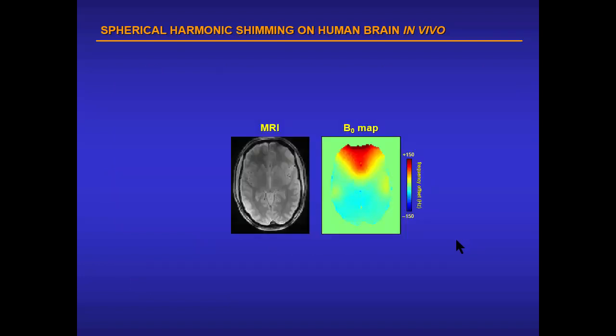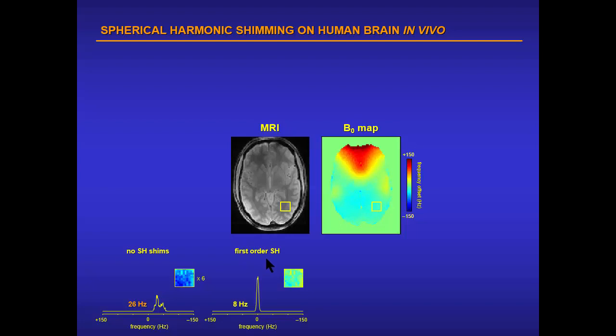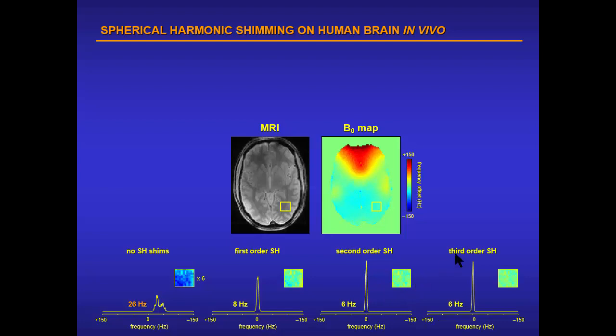How about spectroscopy, single voxel spectroscopy? Let's say we look at this volume over here. If we don't do any shimming and acquire our water, it looks, well, not great, because you still have some inhomogeneity. But if you remove the first order spherical harmonics, you can see that the line already narrows quite nicely. If you then remove the second order as well, it narrows even further. And removing the third order doesn't do anything anymore, because at this position in the brain, second order spherical harmonic shimming is plenty. How about in the front?